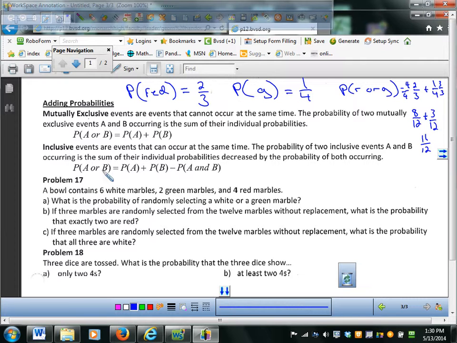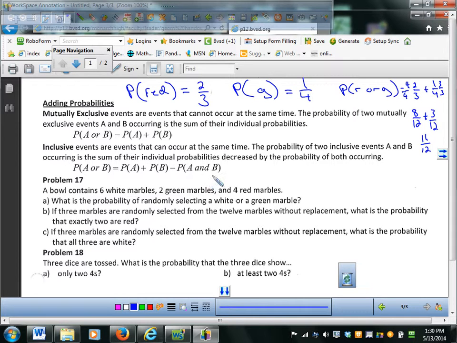If you flip 2 coins, what's the probability of getting a heads then a tail? 1 out of 4. Then you multiply the probability, right? 1/2 times 1/2, which is 1/4. You see that? So if it says this, then that, then you multiply. If it says this or that, then you add.